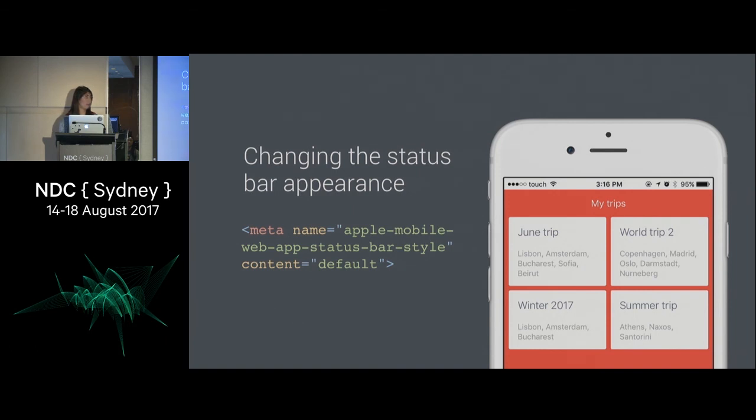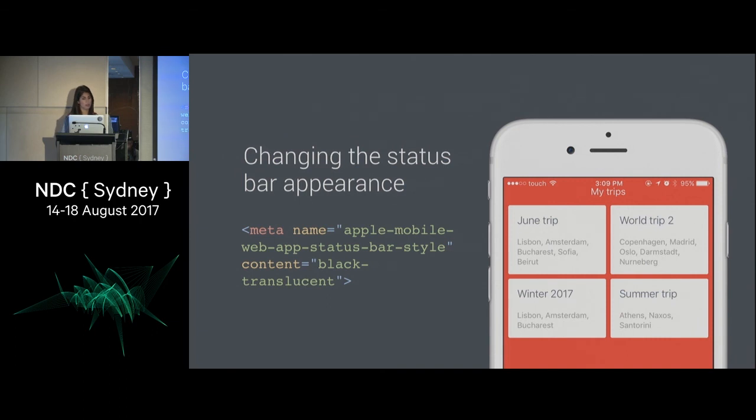There are some consideration for this. This is the first one, which is content default. It's white. The second one is black. And the third one is black translucent. In the black translucent, the content floats on top of the full screen content, the status bar. So instead of pushing it down, it just floats there. So you might have to push your content accordingly.